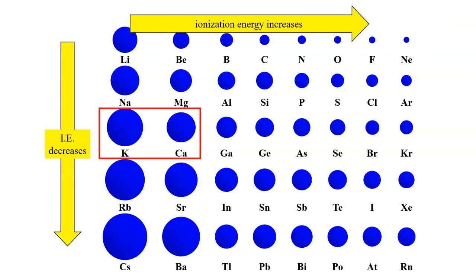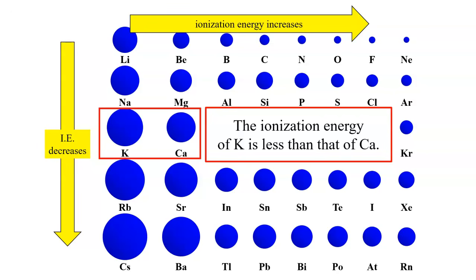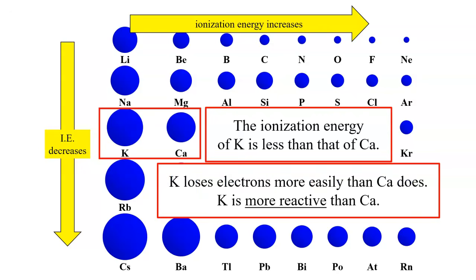Here we see potassium and calcium are in the same period, and ionization energy generally increases from left to right across a period. So from this trend, we know that potassium should have a lower ionization energy than calcium. And if the ionization energy of potassium is less than that of calcium, that means that potassium loses electrons more easily than calcium does. So when they react with water, we expect potassium to be more reactive than calcium with water because potassium loses electrons more easily. It has a lower ionization energy.